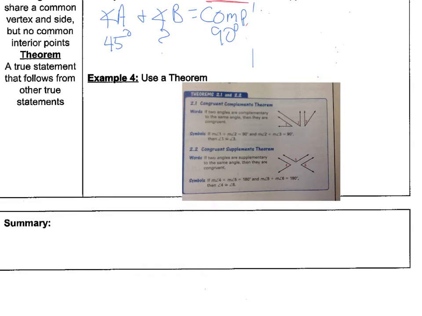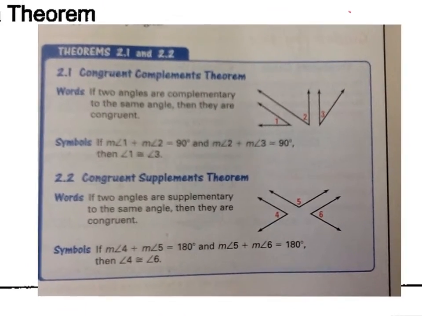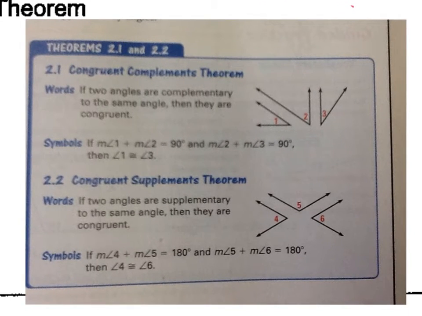Okay, guys, example 4, we're talking about a theorem. These theorems are like true statements. They're proven true because they come from other true statements. I took this picture kind of out of the book because I think it'll explain it best. So we have two different theorems that we're looking at here. The first one says that, and it's this one here.